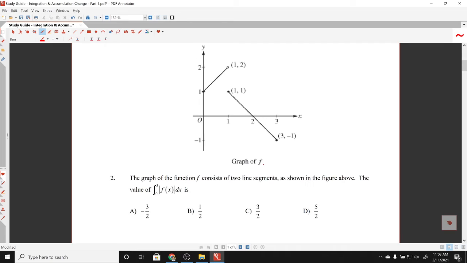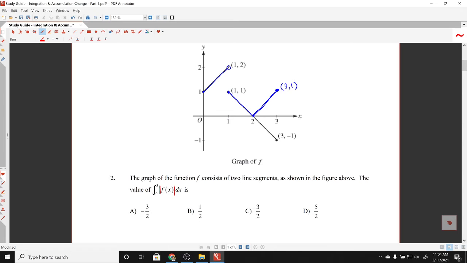Number 2, the graph of the function consists of 2 line segments as shown in the figure above. The value of the integral from 0 to 3 of the absolute value of f of x dx is... So this again is saying, what's the area under the curve of the absolute value of f of x. Now, absolute values just basically make things positive. So it says take this entire function and make it positive. That means this piece here that goes down underneath would actually come up here. So the rest of the function would stay exactly the same because it's already positive. It's just that once it hit 2, it would bounce back up and end up here at 3, 1.